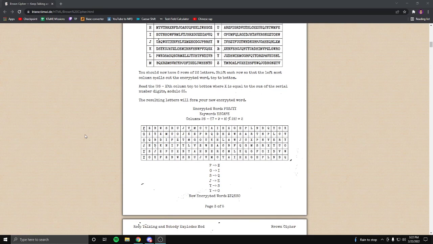FGSJYY. Keyword: escape. Column: 26 minus 7 plus 9 plus 8 modulo 25 is equal to 2.